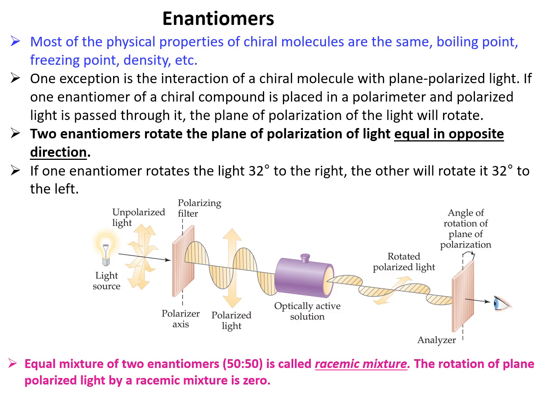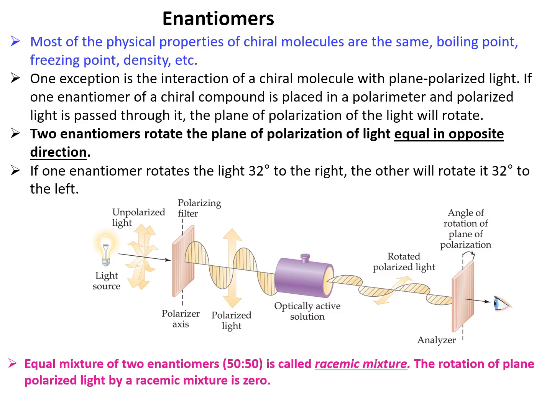Most of the physical properties of chiral molecules are the same, such as boiling point, freezing point, and density. Two enantiomers rotate the plane of polarized light equally in opposite directions. In the last video, we already discussed what plane polarized light is. If one enantiomer rotates at an angle, let's say around 32 degrees to the right, and the other rotates around 32 degrees to the left, then we call it a racemic mixture. An equal mixture of two enantiomers is called a racemic mixture. The rotation of plane polarized light by a racemic mixture is completely zero.